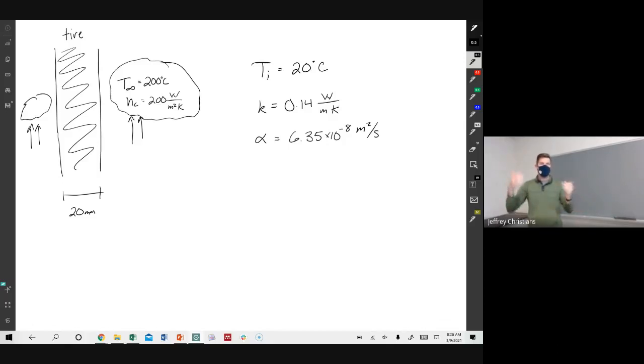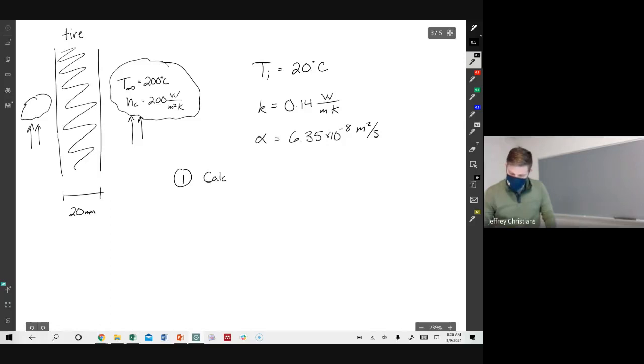Is it going to be the outside is 200 and the center is still 20, or is it going to be about all constant? It will give us just a feel for that. How much faster is convection relative to conduction, or vice versa? So step one is calculate Bi, right? Bi equals hL over k, which is 200 watts per meter squared Kelvin.